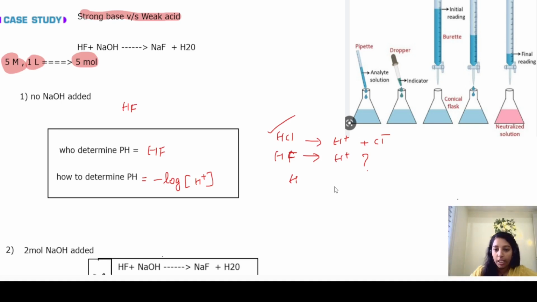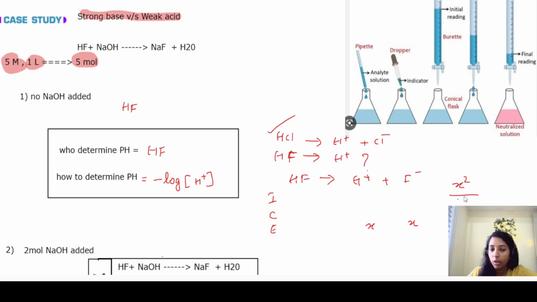By using the Ka value, you can easily calculate the equilibrium H plus. That equilibrium H plus value is our pH-determining thing, right? So you can consider an ICE table. Anyway, the result of the ICE table, you know that one. Yes, what it is, x squared, here it is a 1 to 1 ratio, so x will be there, right?